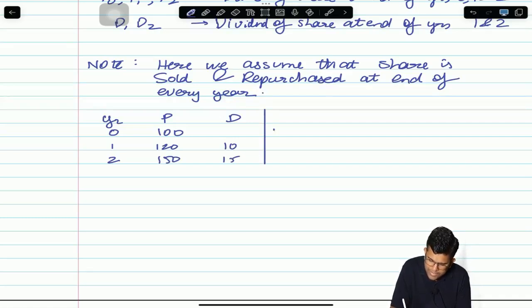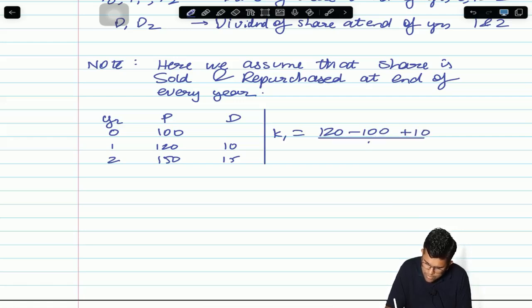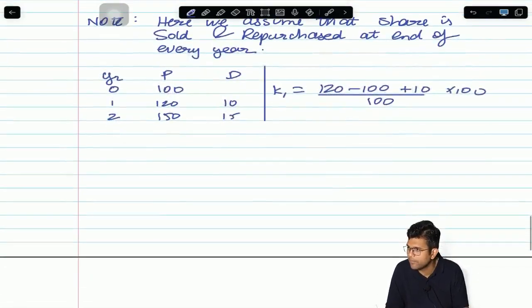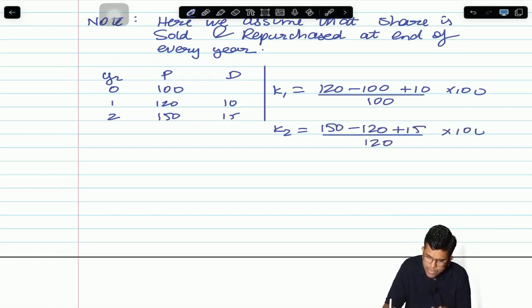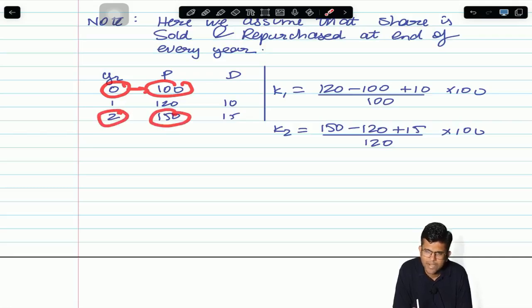Now if I want to find K1, the return for year 1, what is the formula? 120 minus 100 plus 10, the whole upon 100 into 100. Do you agree? Take your time. What is K2? 150 minus 120 plus 15, the whole upon 120 into 100. Everybody following? Now someone can say, sir, I bought the share here, my investment is 100, I sold the share at 150. That's okay. But sir, why are you taking my investment as 120 for year 2?